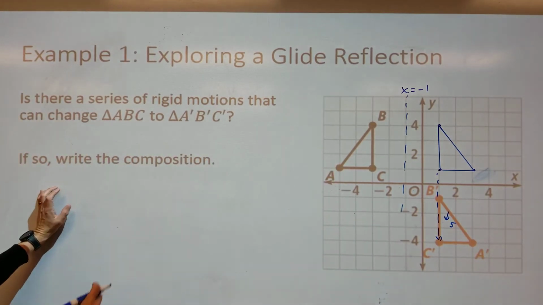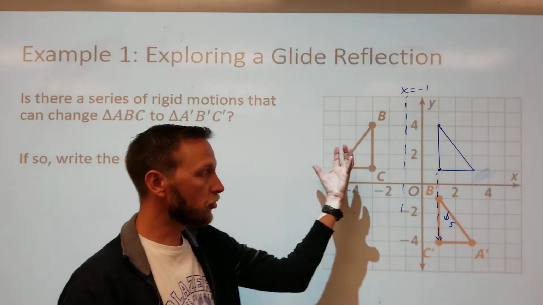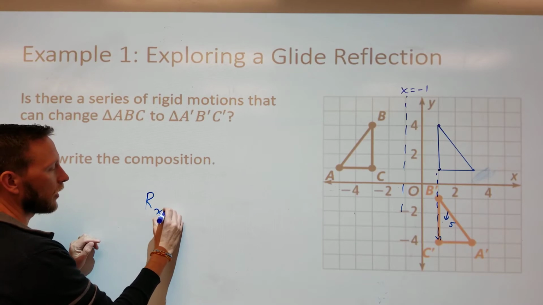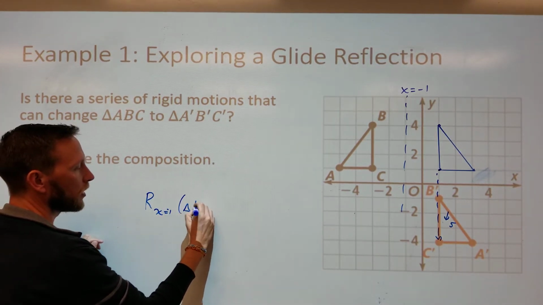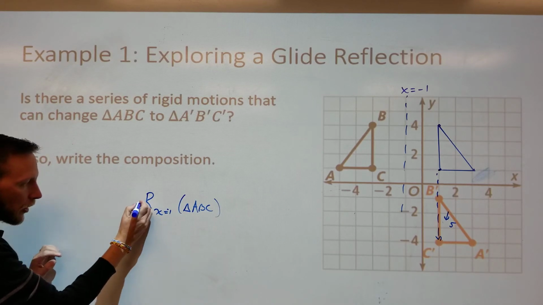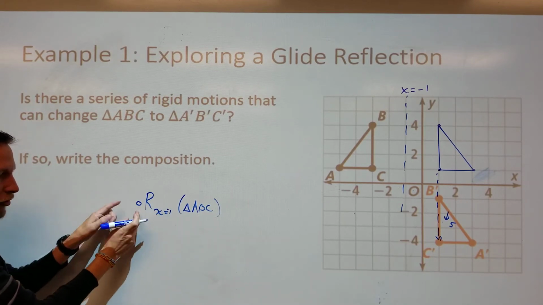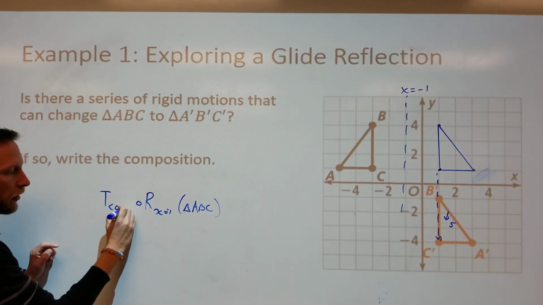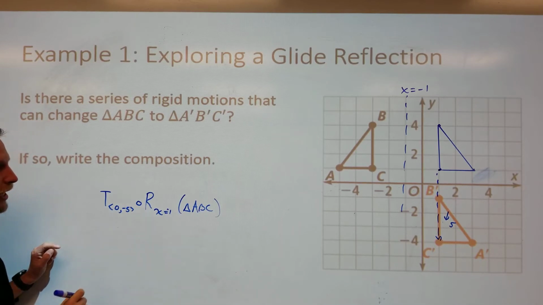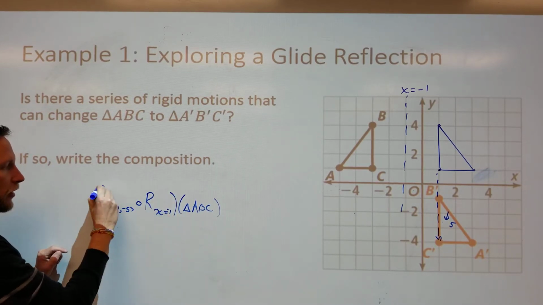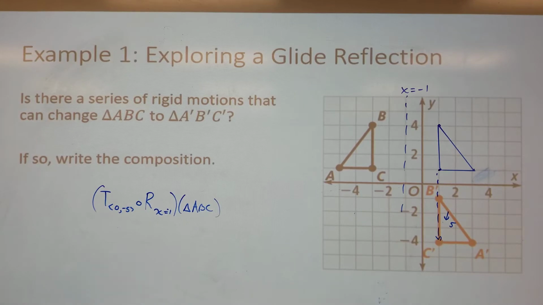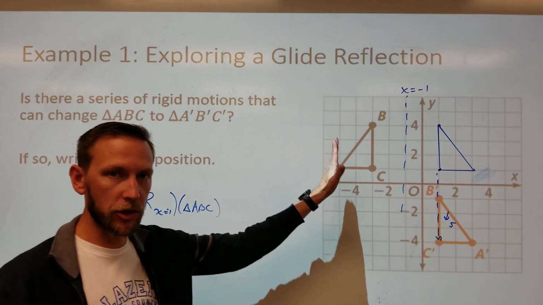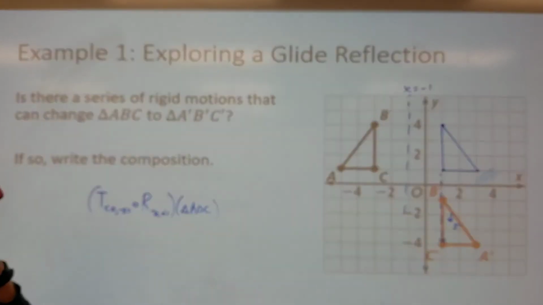So let's write this as a composition. Our first translation was to reflect. So we're going to reflect over the line x equals -1, triangle ABC. But then we're going to translate that reflection. So I'm going to go back, I'm going to draw my open circle for our composition, and we're going to translate to the right or left nothing, but then up or down, we're going to go -5. This is the composition of translations, or of rigid motions, that execute this glide reflection to get from triangle ABC to triangle A prime, B prime, C prime.